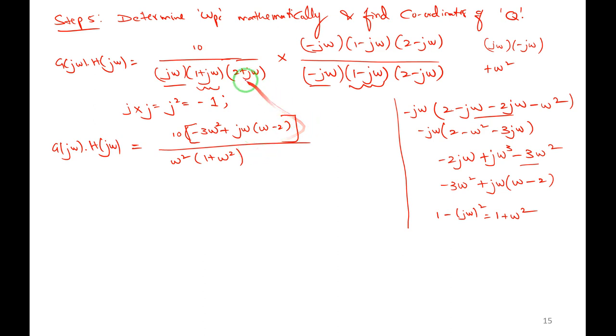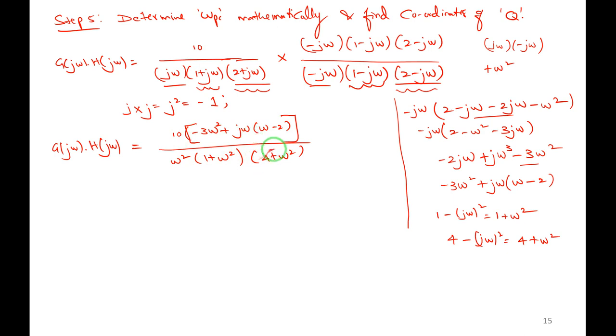Next, let me multiply this and this. So (2 plus j omega) into (2 minus j omega), (a plus b) into (a minus b), a square minus b square. A square is 4, minus b square is j omega whole square. So j square is minus 1, so I will get 4 plus omega square. So we have multiplied the denominator, and this we are getting.